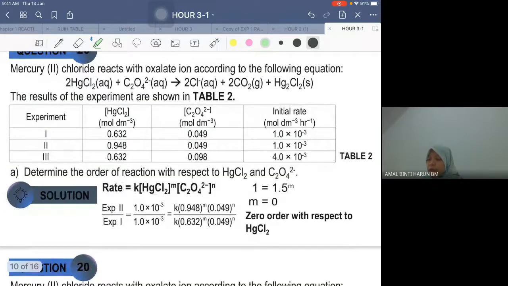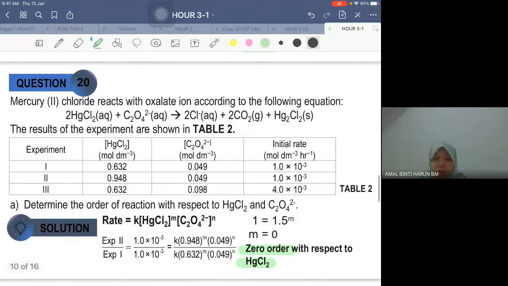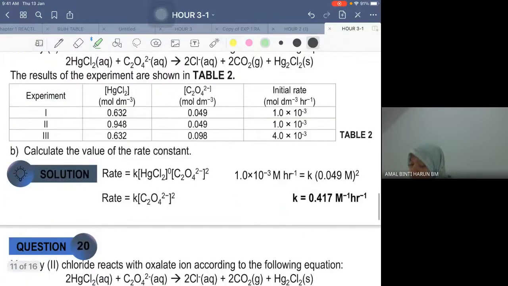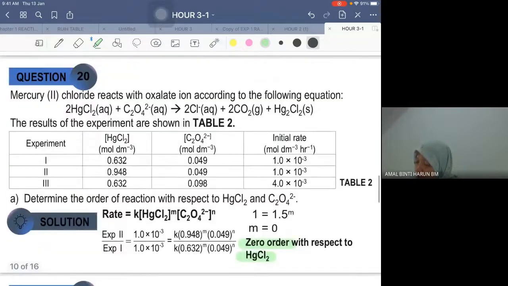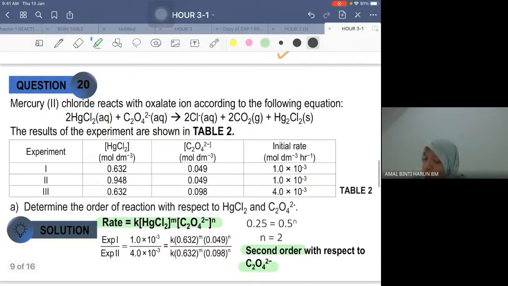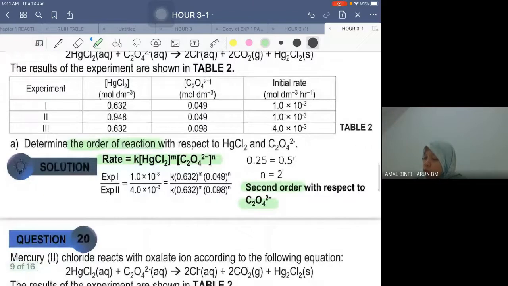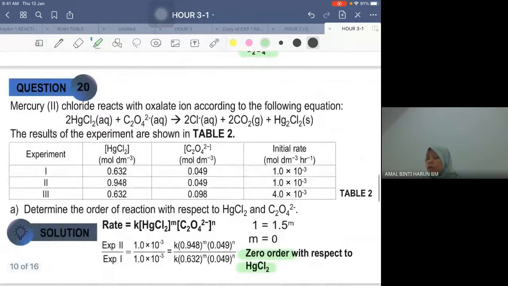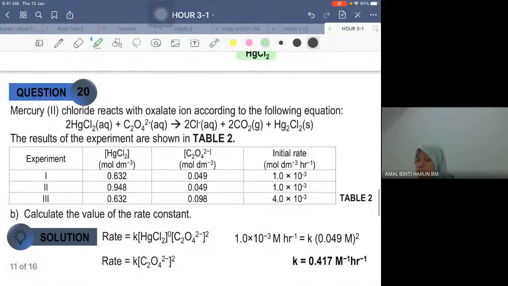And repeat proses yang sama. It is zero order to the respect to mercury chloride. Okay, ni saya tak tunjuk. Second order mercury chloride. Okay. So, dia kata soalan dia determine order. So, order je lah. Respect to silver chloride. So, dah. Second order respect to oxalate. Zero order respect to silver chloride. Dia tak suruh tulis rate law kan.